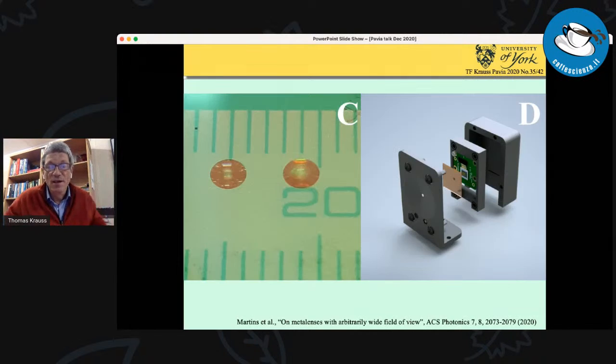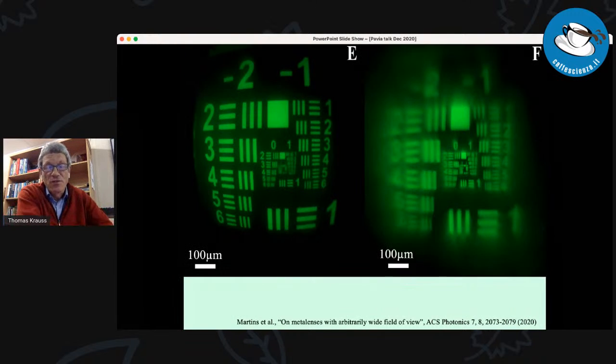And it works. Here's a 2 millimeter lens, and we mounted it into a camera, and we got a nice picture. The picture on the left is the metalens, our wide field of view metalens, using this impossible lens, R and N to infinity. The picture on the right is the equivalent hyperbolic lens, which I've already showed you.